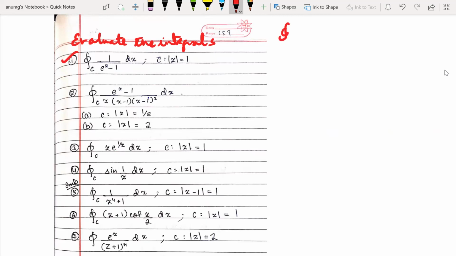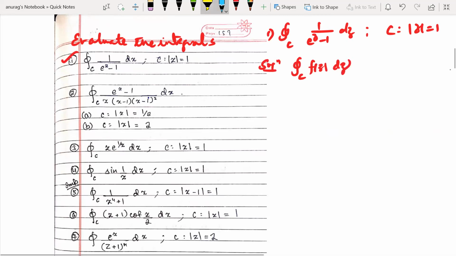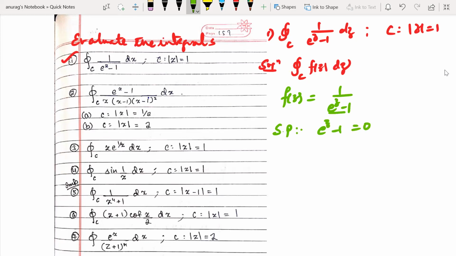The first question is the integral of 1 over e to the power z minus 1 dz, and the curve is given as mod z equal to 1. Let's see the solution. If we compare this with f(z) dz, you can tell me what is f(z) here. f(z) is 1 over e to the power z minus 1. Singular points are where the function is not defined, so here the denominator is 0. So e to the power z equal to 1. We know that 1 is e to the power 0, so we can compare z equal to 0 is a singular point.